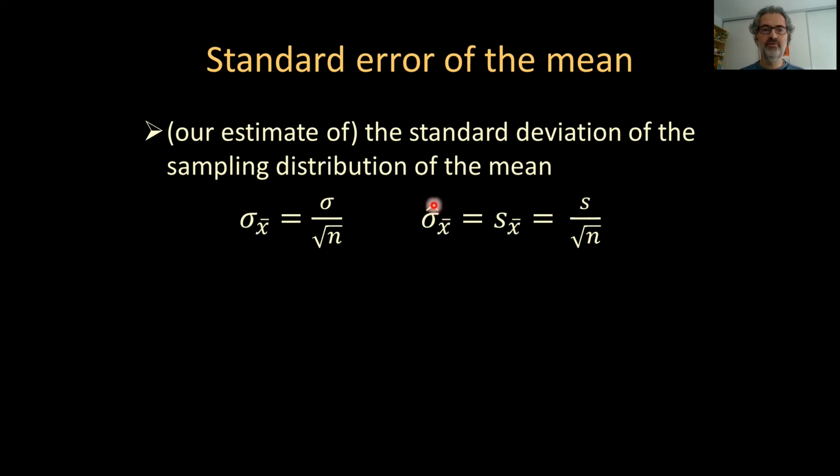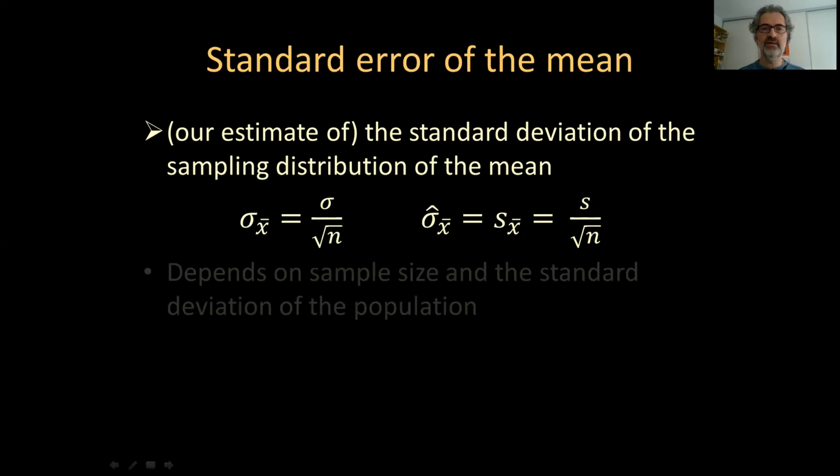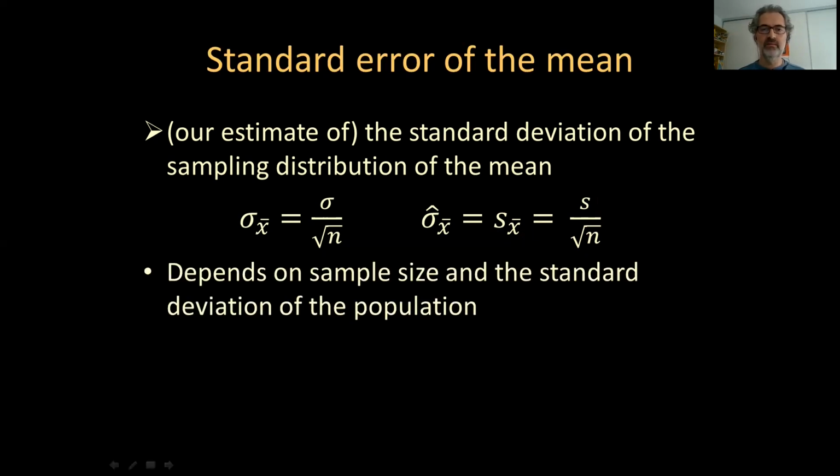Our estimate for that, which is the observed standard error of the mean, is the standard deviation of our sample, which is the only thing we've got, divided by the square root of the size of our sample. So we can see that the standard error of the mean theoretically depends on only two things: the standard deviation of the population and sample size.